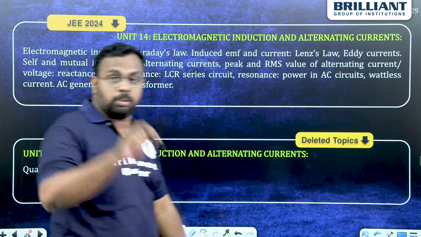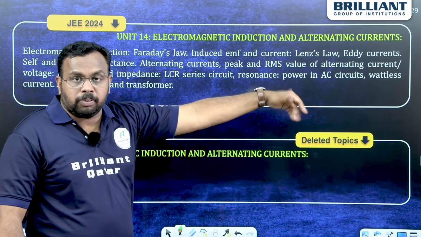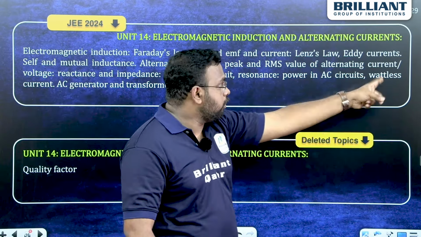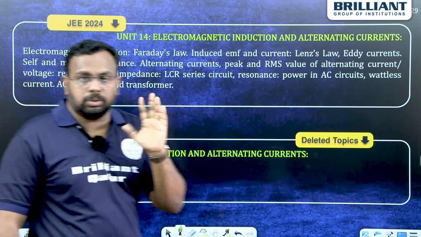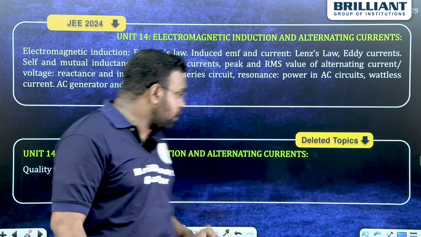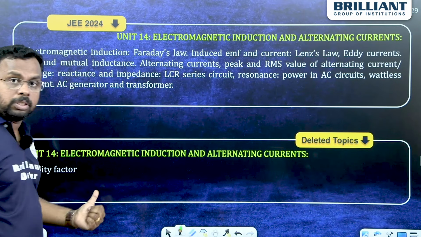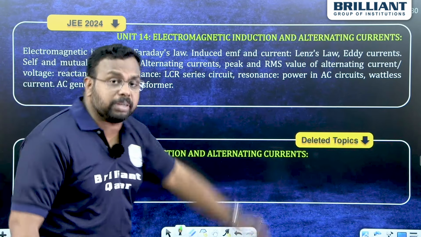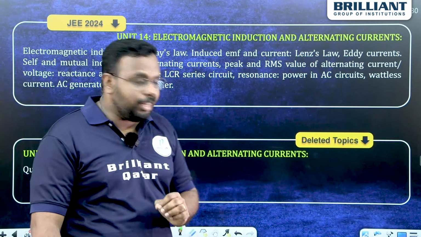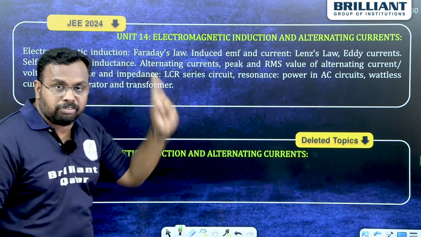Power in an AC circuit, formula for power. Average power is Vrms, Irms cos phi. Wattless current. Generator and transformer. So generator and transformer formulas are there. Please study, please understand. And one topic is deleted, quality factor, Q factor is deleted. You can skip that. So these are the topics from electromagnetic induction and AC. So that's all about unit number 14.